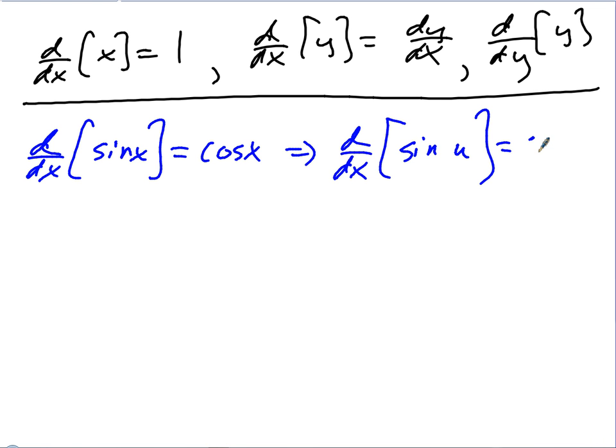Cosine u times du dx, right? Cosine u times u prime. That's sort of our chain rule strengthened version of our standard form. Now, it doesn't have to be a u. It could be a y, right? u is just, it could be any function of x, or any other variable for that matter. We're just giving ourselves the opportunity to differentiate with respect to x the sine of some other variable. Okay? So that's all we've done here.